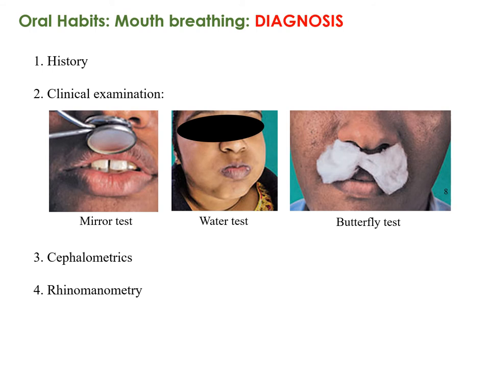And the butterfly test is wherein you take a piece of gauze or cotton and shape it in a butterfly outline, and then you place it near the nostrils, and then you're able to understand if there is a flutter. Then you can understand that they are breathing through the nostrils, or else you can understand they breathe through their mouth. And also using cephalometrics and rhinomanometry, you will find more details in your lecture notes on these two techniques.